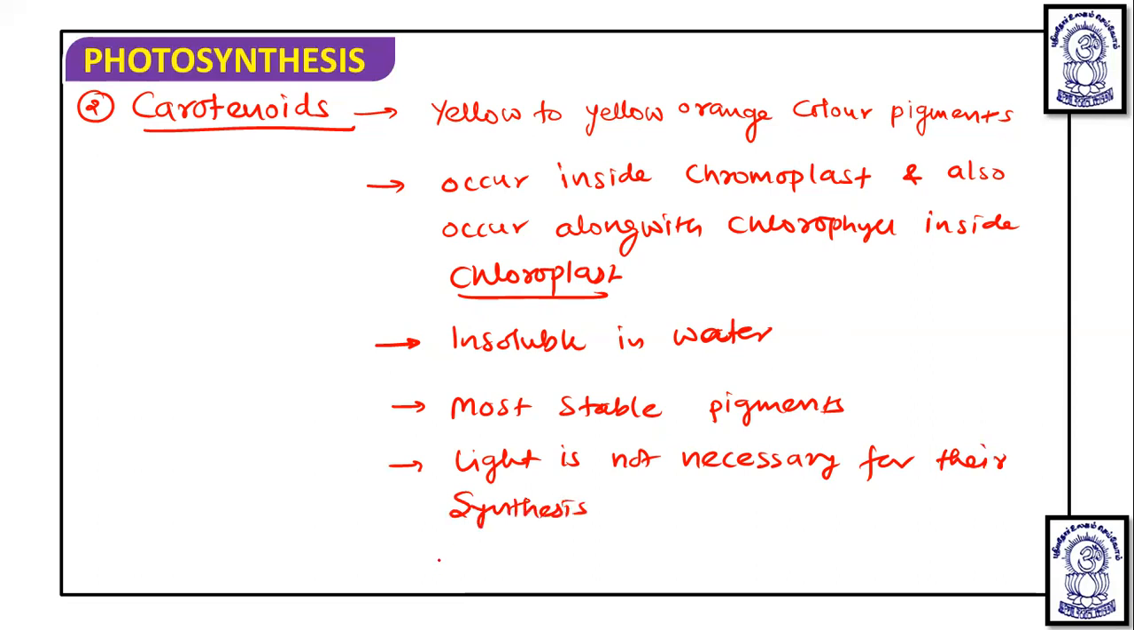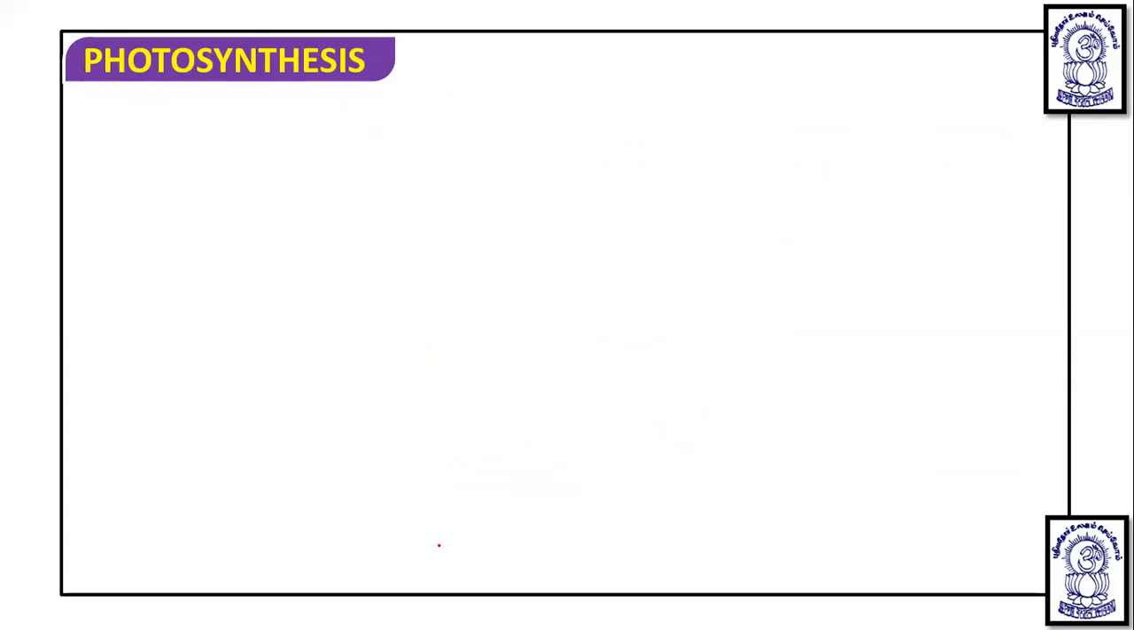And they are hydrocarbons with conjugated double bonds, and it is considered that these carotenoids are of two types. Carotenoids are of two types.